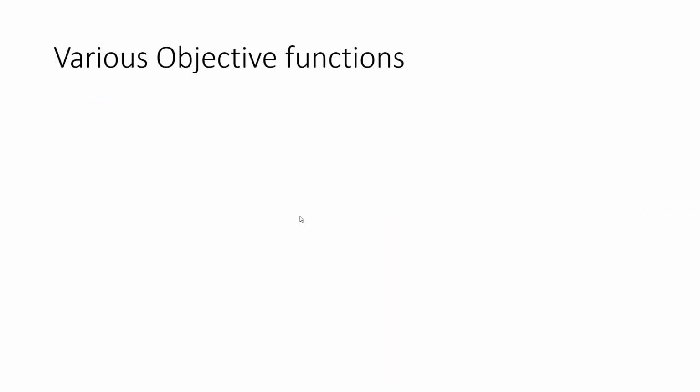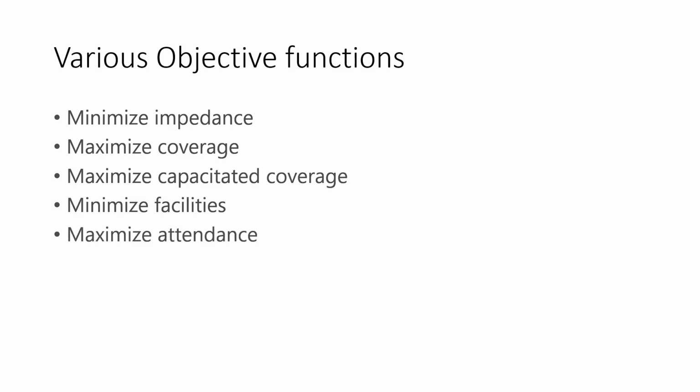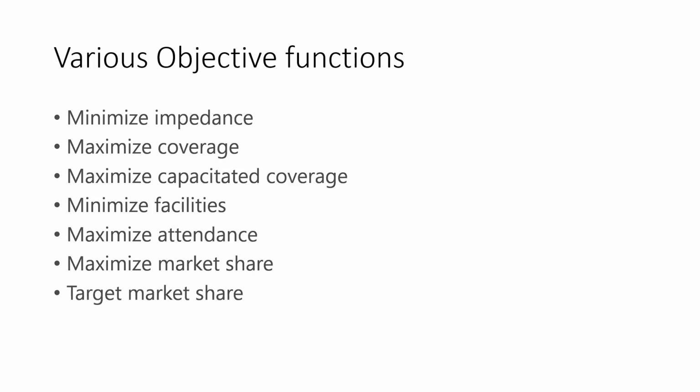So let's move on. Various types of objective functions can be applied in the hub location problem. The first one is minimize impedance, and then maximize coverage, maximize capacitated coverage, minimize facilities, maximize attendance, and maximize market share. These are quite common objective functions. Another objective function that can be mentioned here is the target market share.